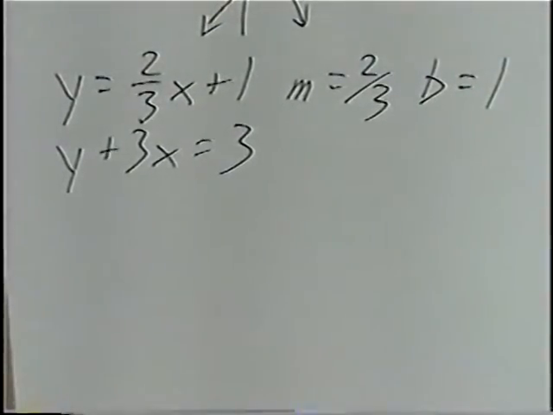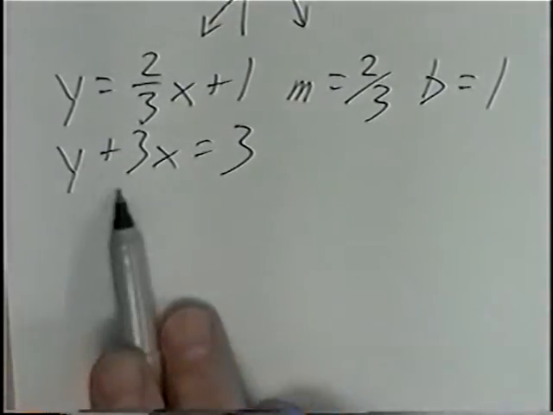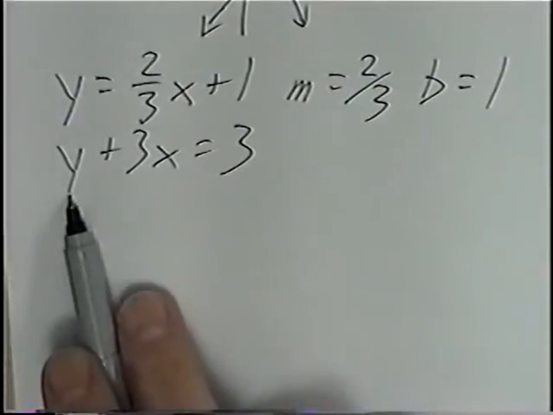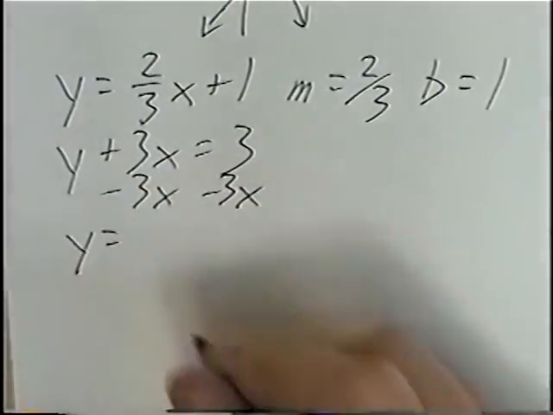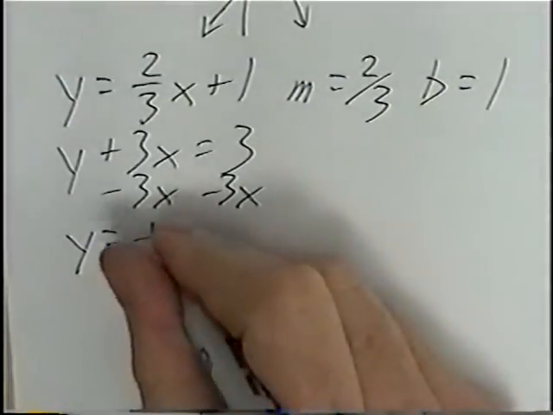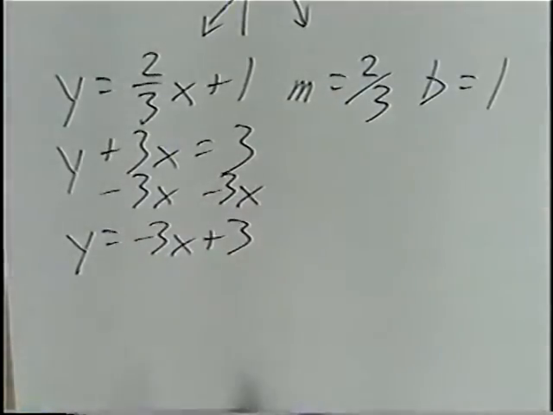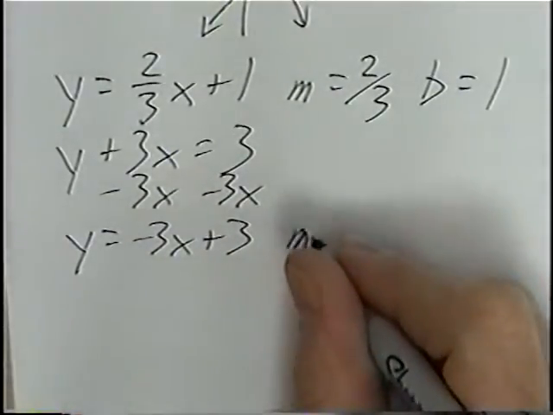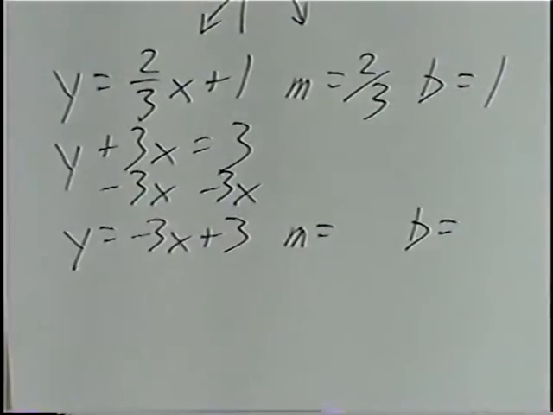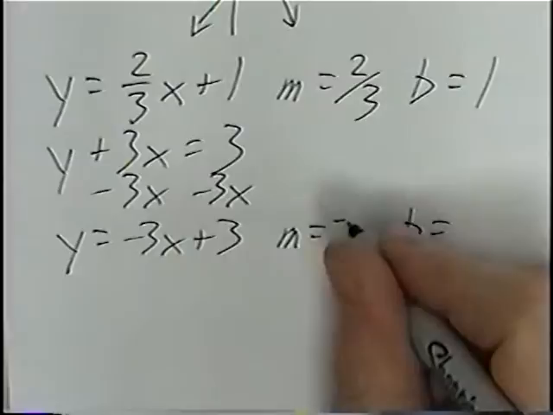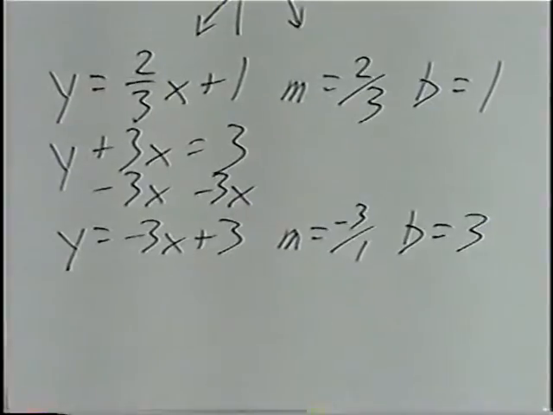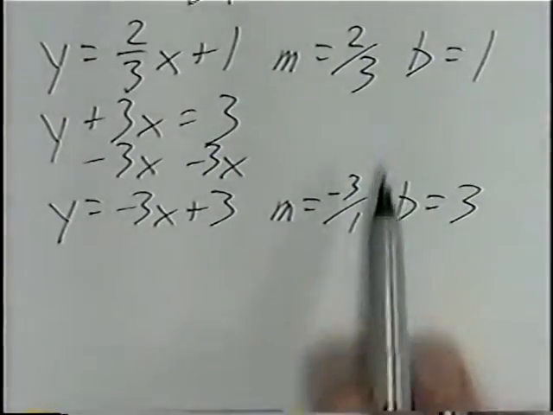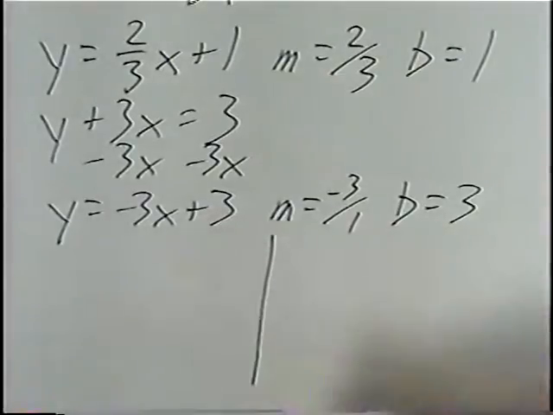The second equation is in standard form. If you want to, you can plug in zeros to find the intercepts, or we can also change this to slope-intercept form by solving for y. We can subtract 3x on both sides. So y equals, the x we'll put first, negative 3x plus 3. And now we have slope-intercept form, which we can find m and find b. M equals, number in front of x, the slope would be negative 3 over 1, and b, the y-intercept, would be 3. Taking these two slopes and these two y-intercepts, we can graph the equation for the section.